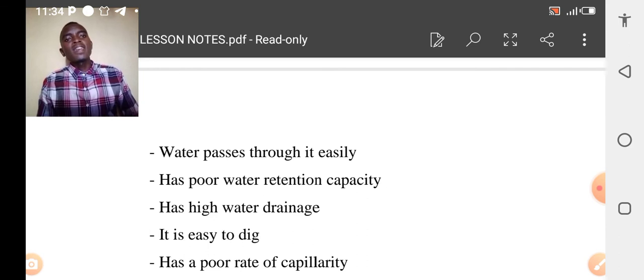Sand soil has higher water drainage. It is easy to dig. When you have a hole to dig, sand soil is very easy to dig because it is not hardened. It is just very soft to dig.